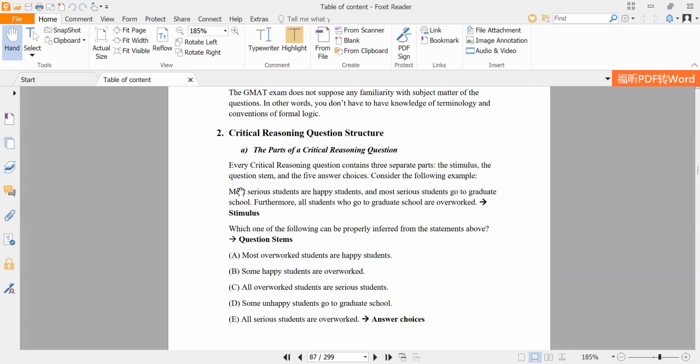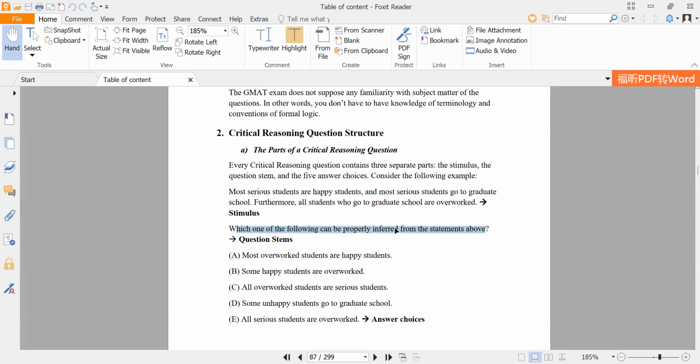Okay, so back to the prompt. Most serious students are happy students, and most serious students go to graduate school. Furthermore, all students who go to graduate school are overworked. So this is our stimulus, our prompt, or the passage that the question is presenting to us. And then you're going to have a question. Which one of the following can be properly inferred from the statement above?